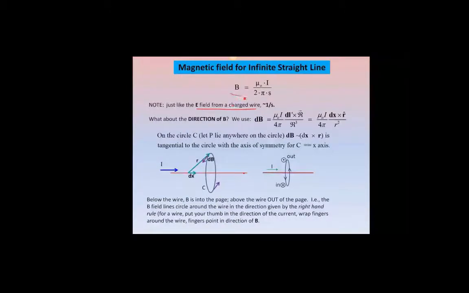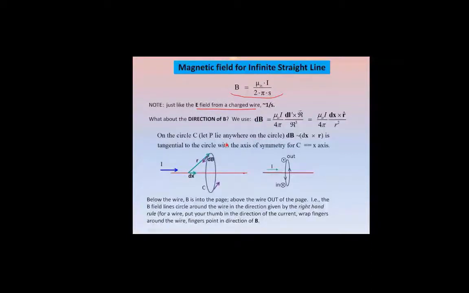I repeated the equation for B here, and the thing that you might be interested in is that the E field from a charged wire also has this 1 over s behavior. So what is the direction of B? Remember what we had before. This is dB in terms of these vectors.